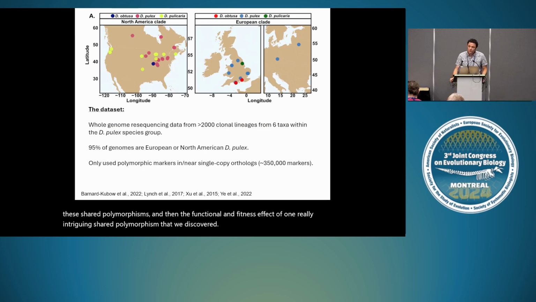The data set that we used is whole genome resequencing data from over 2,000 clonal lineages from 6 taxa within this Daphnia pulex species group. That's Daphnia obtusa, Daphnia pulex, and Daphnia pulicaria, sampled in North America as well as Europe. Even though this data set contains these 6 different taxa, about 95% of our data come from genomes from European or North American Daphnia pulex. And for the remainder of the talk, we'll be focusing on polymorphic markers that were identified in or near single copy orthologs, and it's about 350,000 markers that we used.